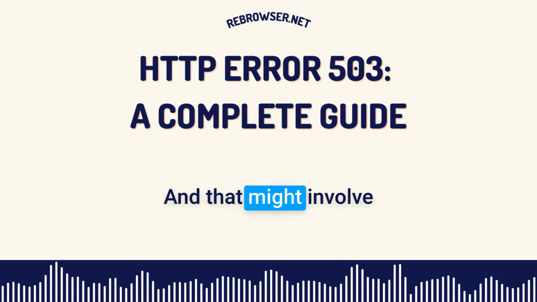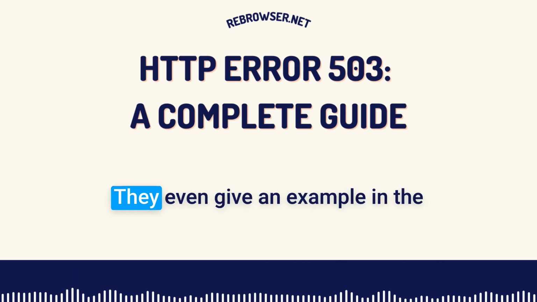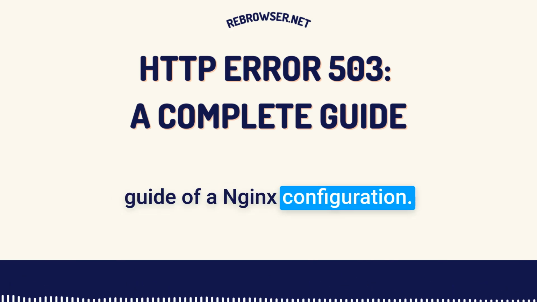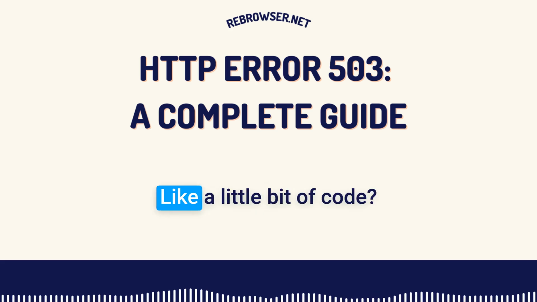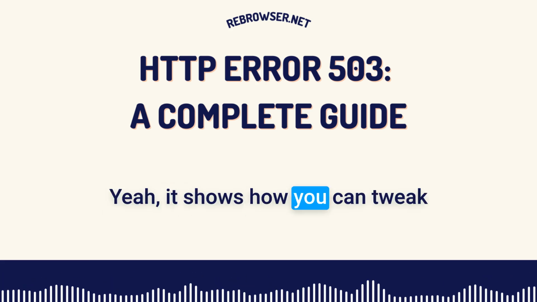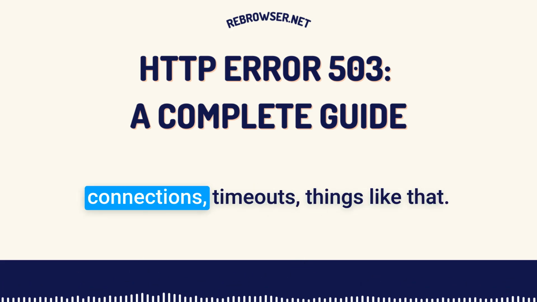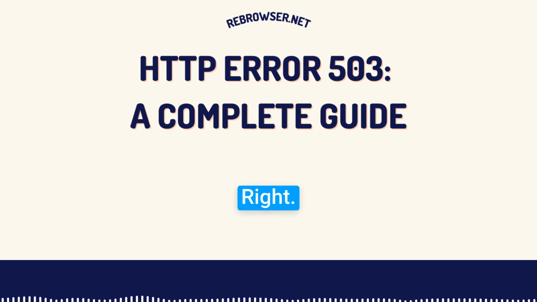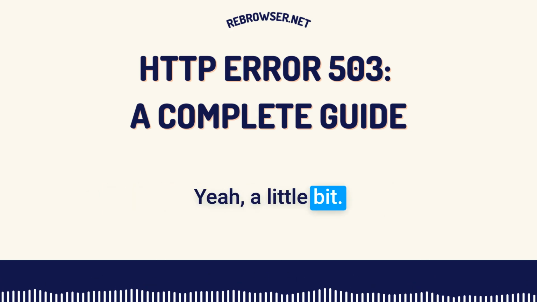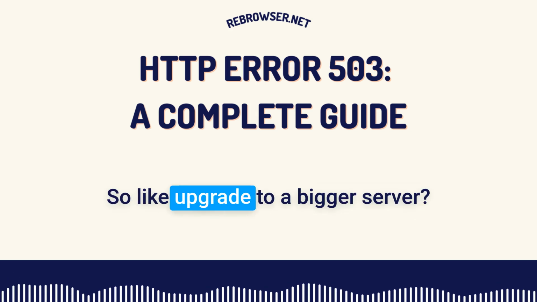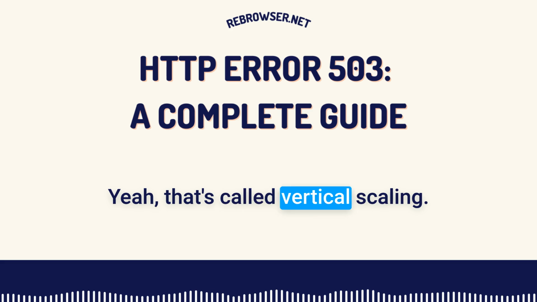Exactly. And that might involve tweaking their server settings. They even give an example in the guide of an Nginx configuration snippet. What is that, like a little bit of code? Yeah, it shows how you can tweak the settings for worker processes, connections, timeouts, things like that. Right, so it's getting pretty technical now. Yeah, a little bit. They might also need to increase their server resources. So like upgrade to a bigger server. Yeah, that's called vertical scaling.